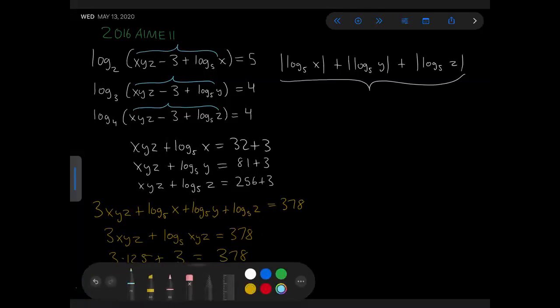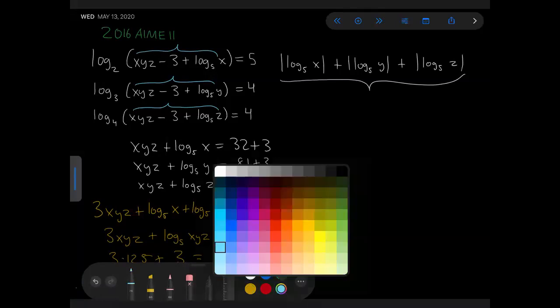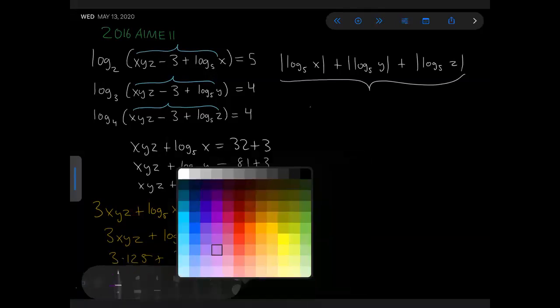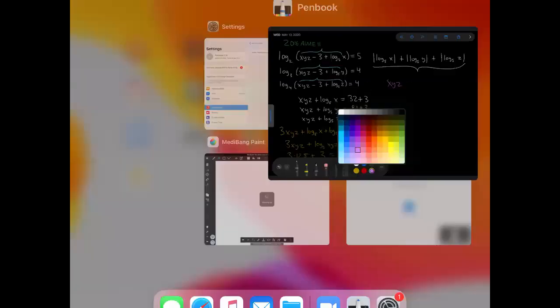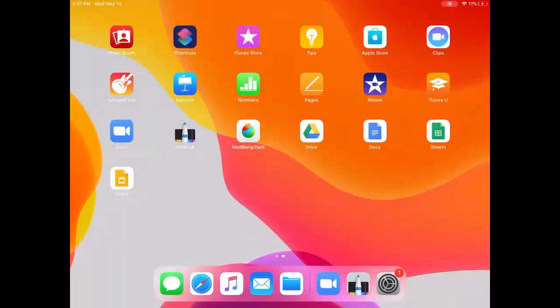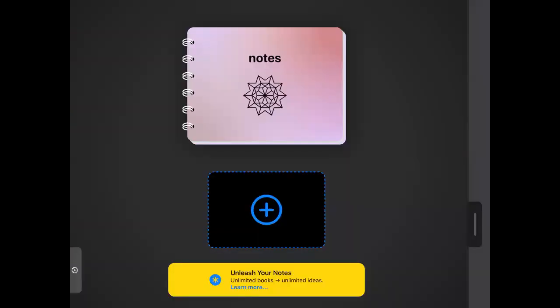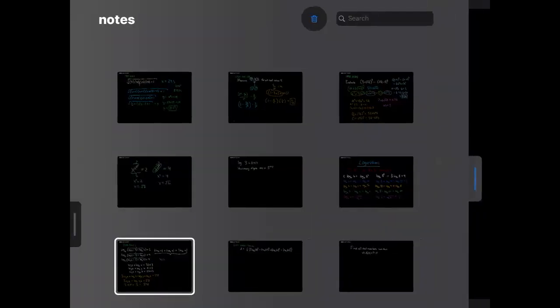Let's write that down, different color. And I have the floating bug of death with Penbook, so I'm going to exit out. Penbook tends to glitch out when it does that for some reason.